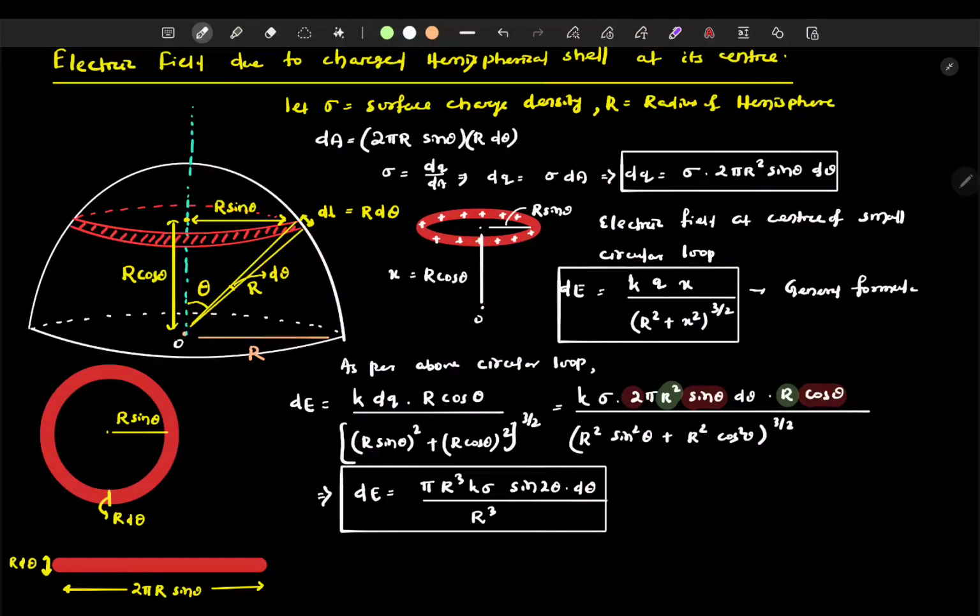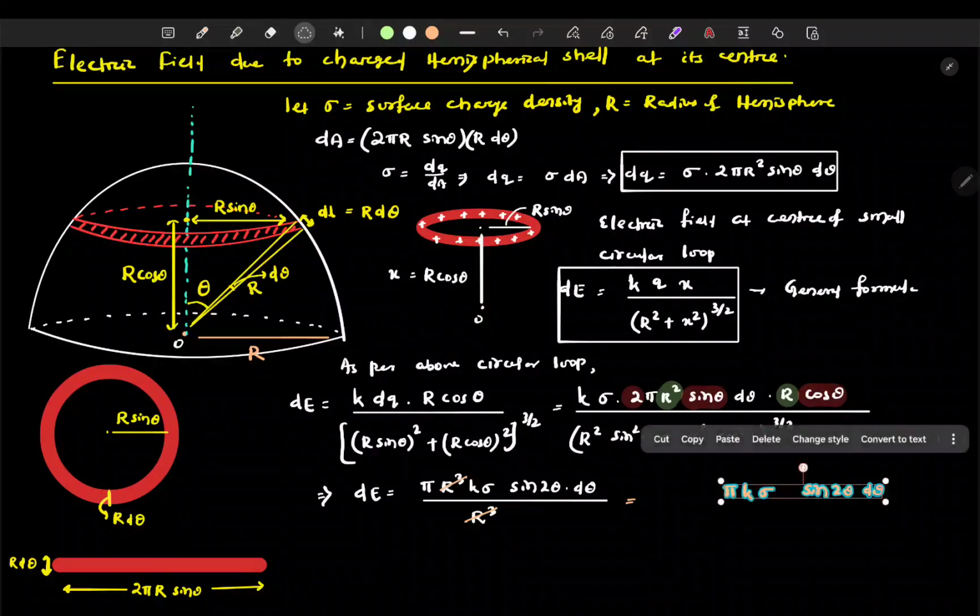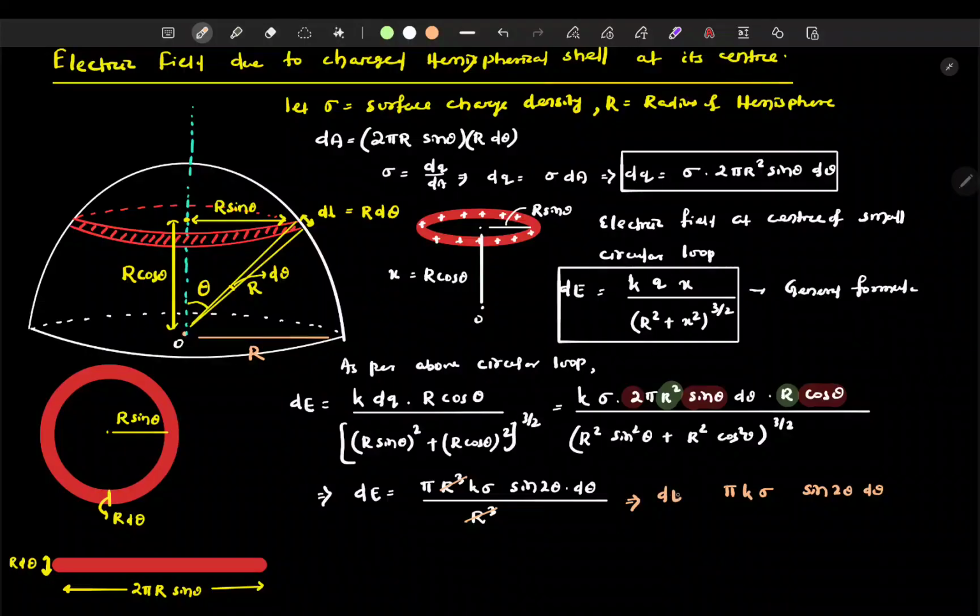Then E value will be calculated by integration of dE, nothing else, just integrate it properly. Yes, the big r cube cancels out. So dE value will be pi k sigma sin 2 theta d theta. This is the value of dE. Easily we can calculate the value of dE like this process. Okay, pi k sigma sin 2 theta d theta.